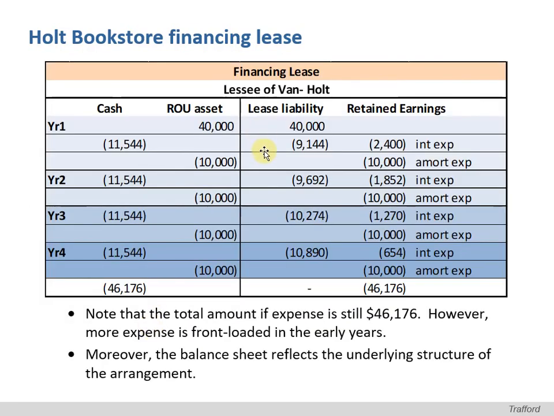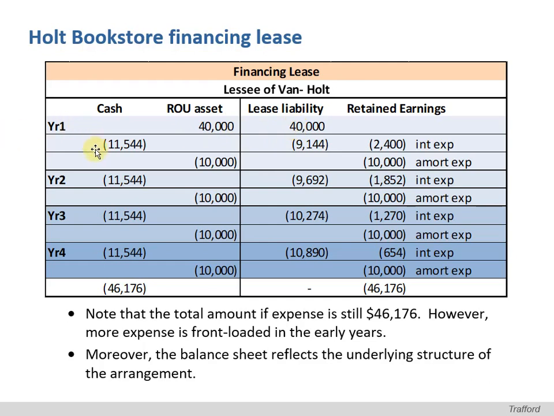Alright, here's what the transaction analysis would actually look like. At the beginning of year 1, they would debit the right-of-use asset $40,000, increase the asset $40,000, and increase a liability $40,000 as well. So that's the present value of all of those lease payments.